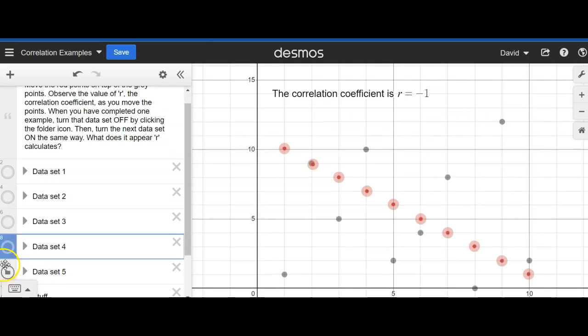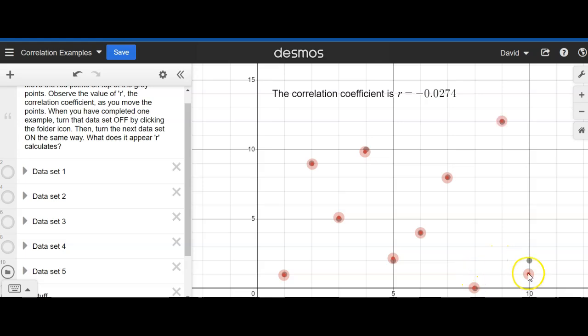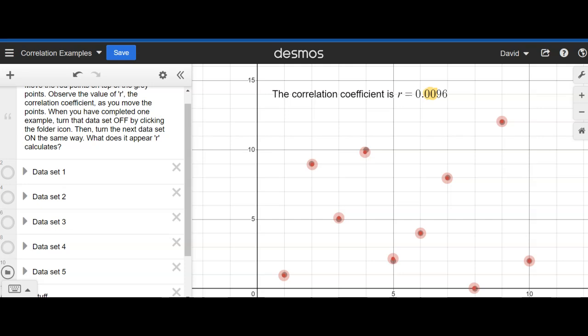Alright, let's look at this last one. And here you can see that there's just no predictive nature of a line to these dots. You can see our correlation coefficient has 2 leading zeros before any number. So this is extremely close, approximately 0, which means a line just doesn't describe what we're seeing at all here.